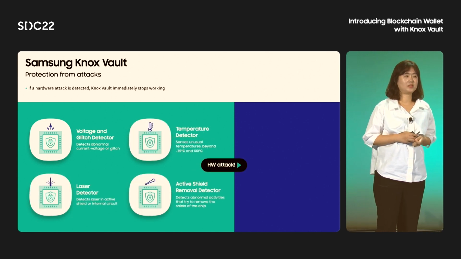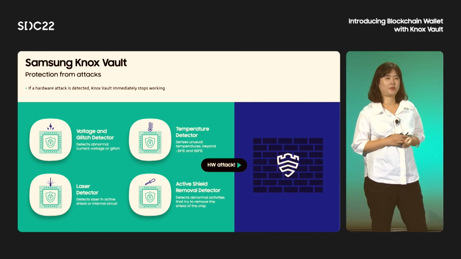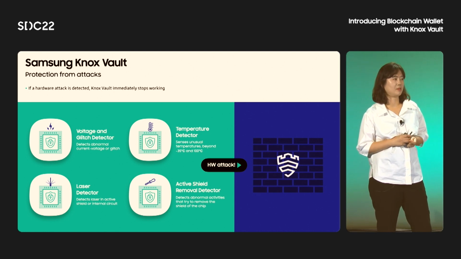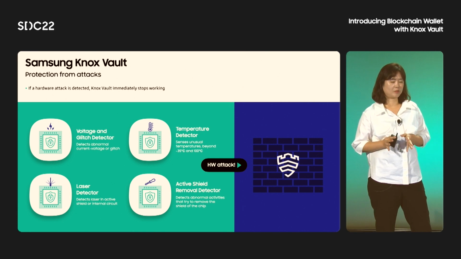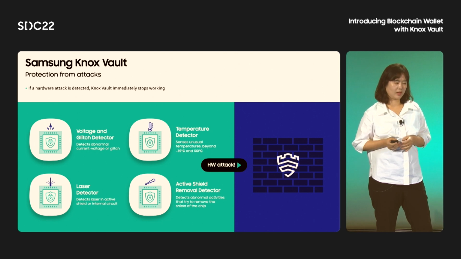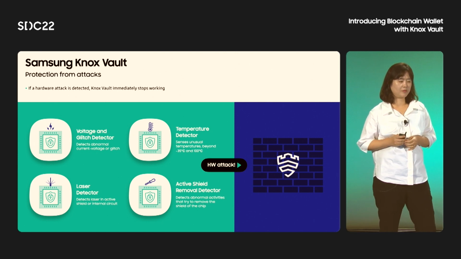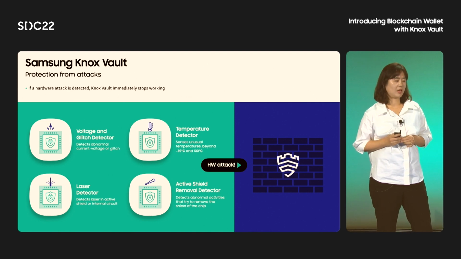And the most interesting part is that it can prevent hardware attacks by itself. Here are some examples of hardware attacks that can be detected by Knox Vault: a voltage attack, a glitch attack, a razor attack, an abnormal temperature attack, and finally, active shield attack. If a hardware attack is detected, Knox Vault immediately stops its working.